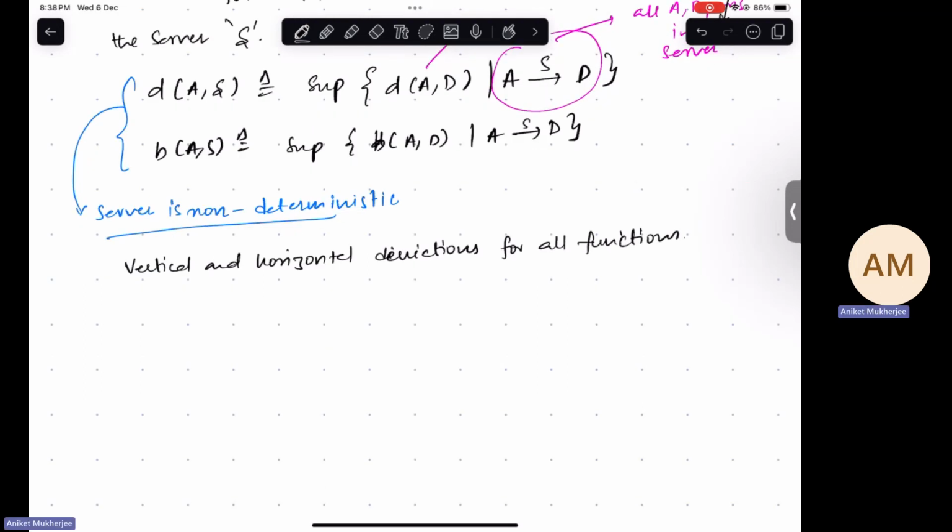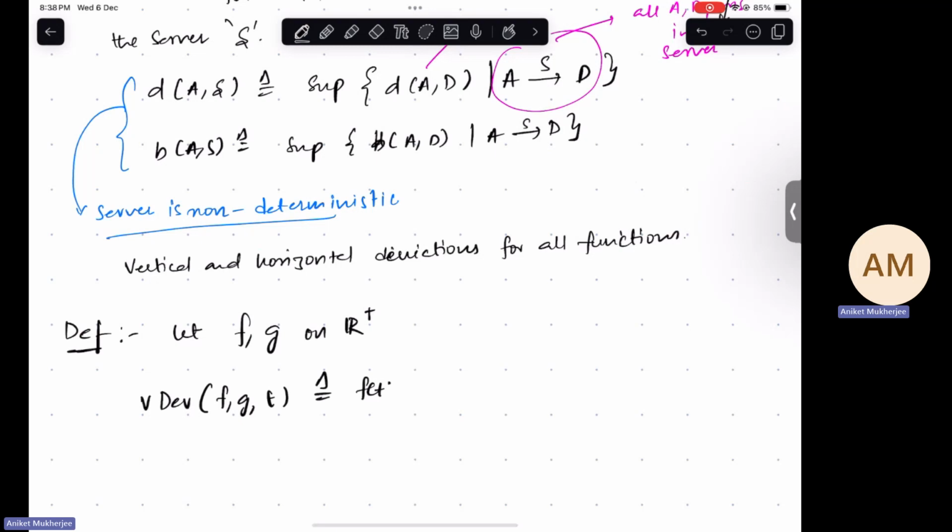Okay, just to make it easy, instead of depending on all the arrival cumulative function and departure cumulative function, we'll define some functions. We have two functions, f and g, which are defined on R plus. So the vertical deviation of f and g at time t is defined as f(t) minus g(t).